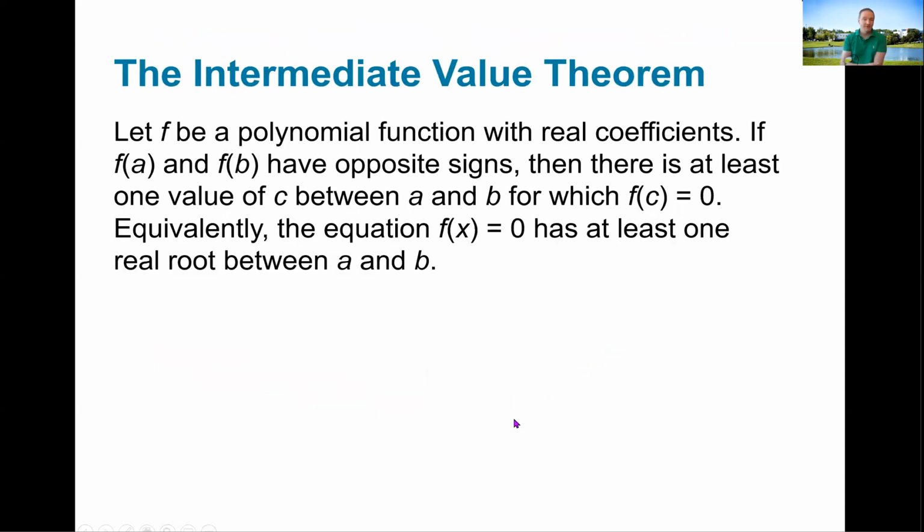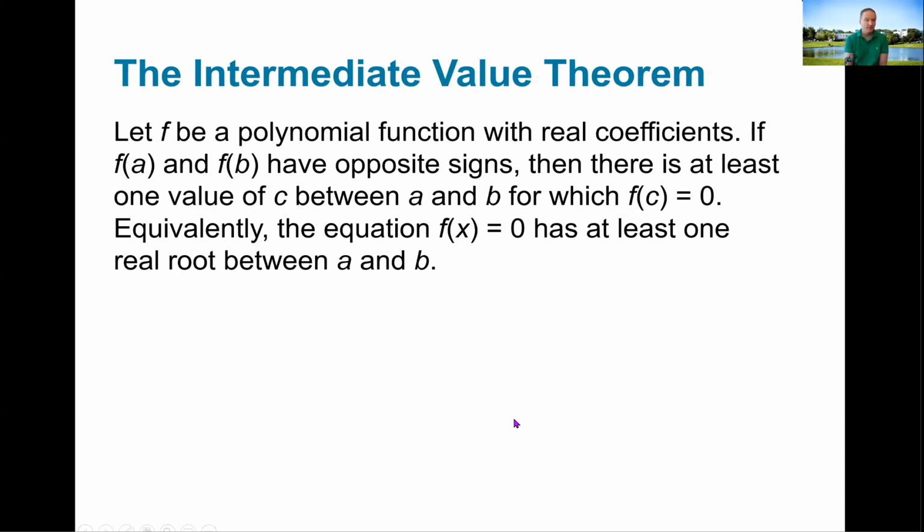That's what the intermediate value theorem is saying here, guys. Please notice it says, if f is a polynomial function with real coefficients, and f(a) and f(b) have opposite signs, so one's positive, one's negative, then there is at least one value c between a and b for which f(c) is 0. So you can't go from a negative value to a positive value without there being some value in between for which the y value is 0.